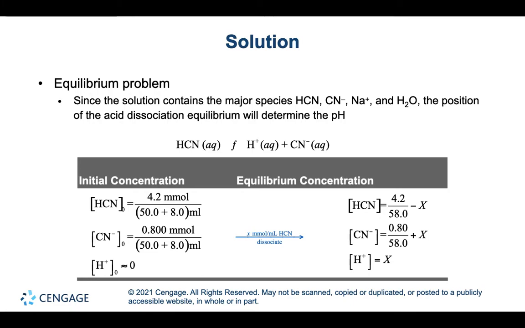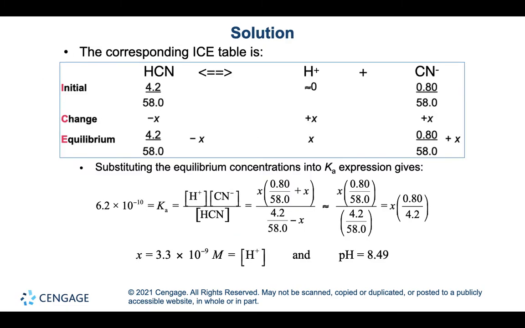But the HCN is going to be minus x, the CN minus plus x. We're going to neglect the x. We're going to solve for x. We're going to get the H plus. Ice table, ice table. So the x, when it's all said and done, calculates out to be 3.3 times 10 to the minus 9 molar, or a pH of 8.49.